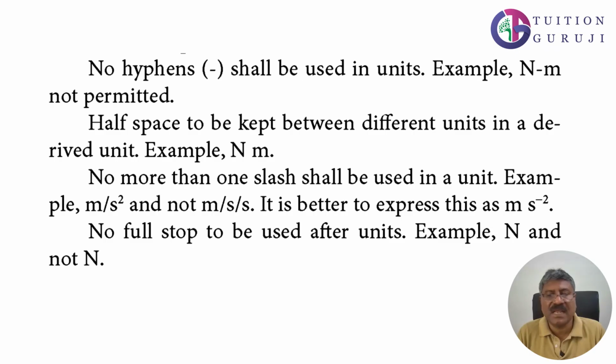Not more than one slash shall be used in a unit. For example, for meter per second square, you cannot write meter per second per second. It is better to use meter second raised to minus 2. No full stop is to be used after a unit. For example, N with a dot is not allowed. It should be capital N or newton in small letters.